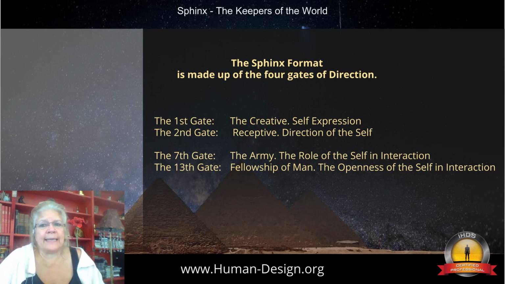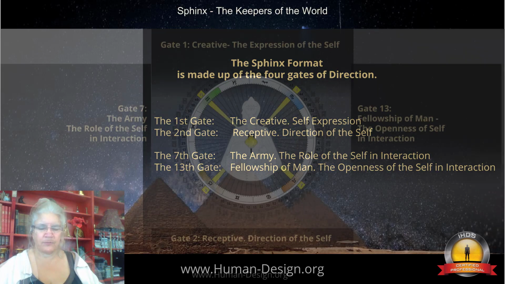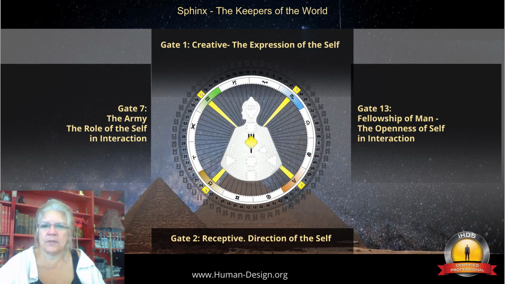The Sphinx format is made up of 4 gates of direction. So the first gate, the creative, is self-expression, the direction of the self into expression. The second gate, the receptive, is the direction of the self. The 7th gate is the army, the role of the self in interaction, right? Collective logic, right? Connected in part of the channel of the alpha. And then gate 13, in the sensing circuit, the fellowship of man, the openness of the self in interaction. One being the role of the self, and the other being the openness of the self. This is again showing the gates of the Sphinx.